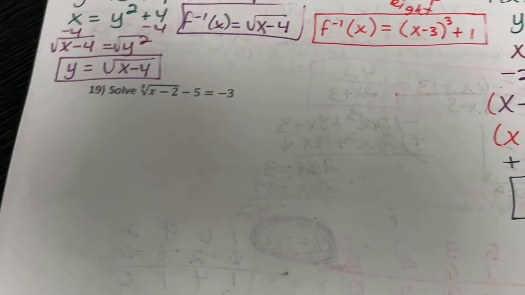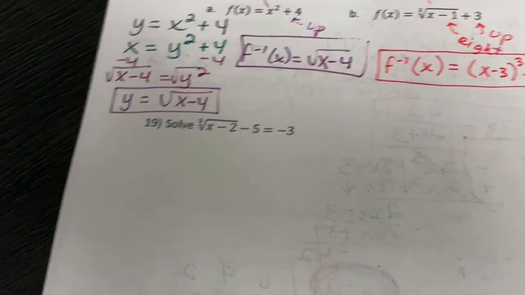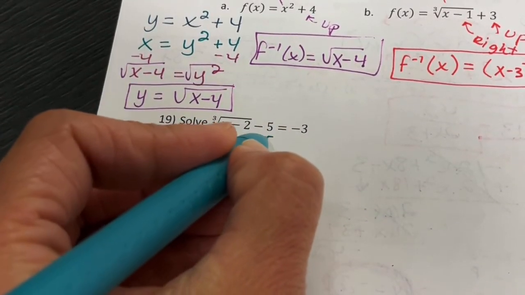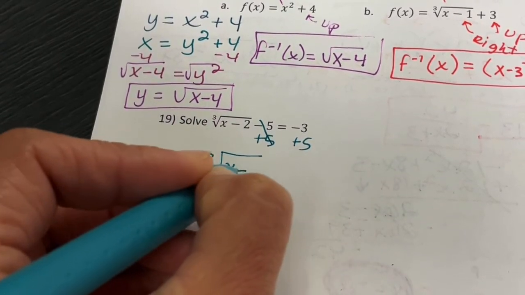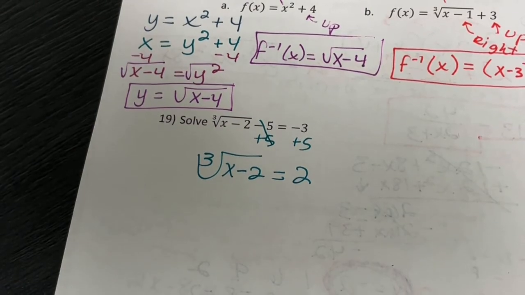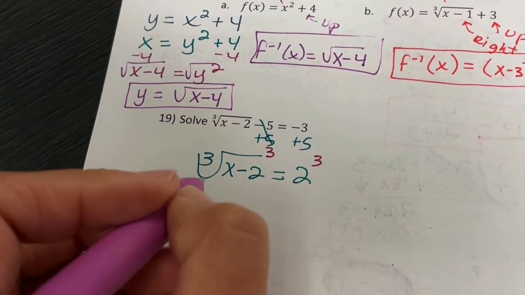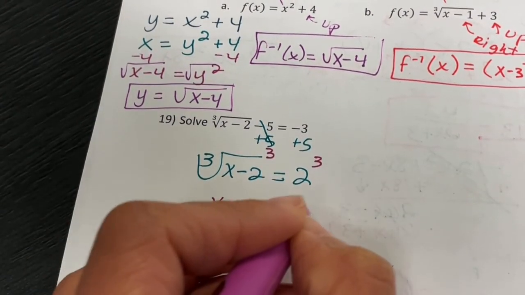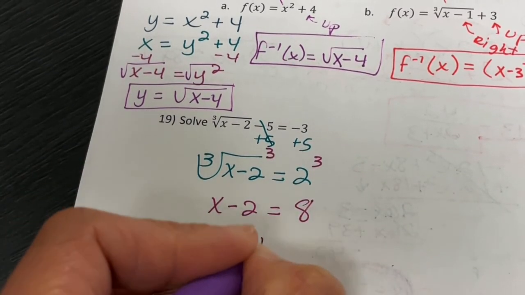So there you go. Number 19, we're going to solve this cubed root function, and so here we go. We got to isolate the cube root, so we got to add 5 to both sides. Cubed root of x minus 2 equals 2. Now we got to undo the cube root, so we have to cube both sides. So x minus 2 gets to come out. 2 times 2 times 2 is 8. Add 2 to both sides, and x equals 10.